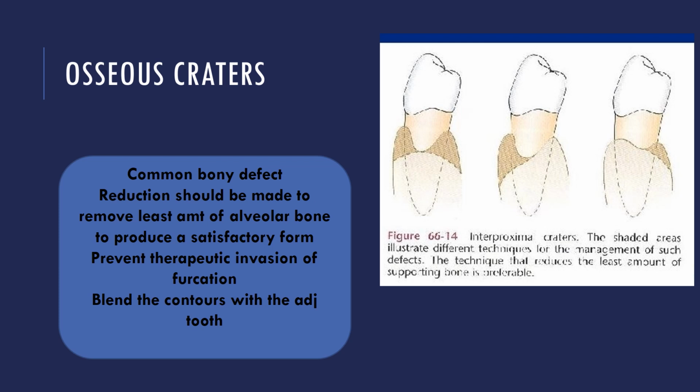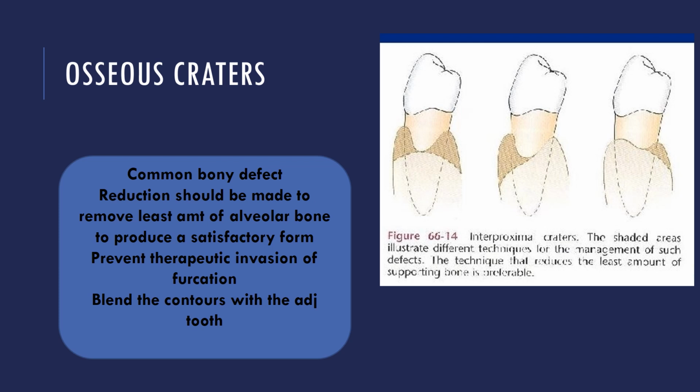You know that a specific type of osseous shaping is needed for these osseous craters. This is a very common defect. Reduction should be made to remove the least amount of alveolar bone to provide a satisfactory form. So they prevent the therapeutic invasion of furcation and blend the contours with the adjacent tooth.